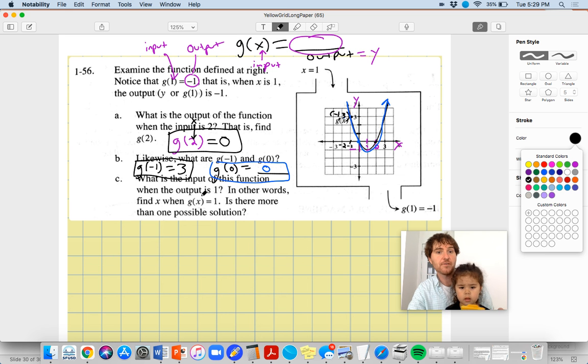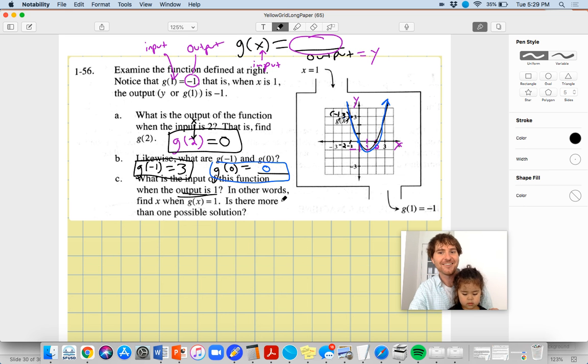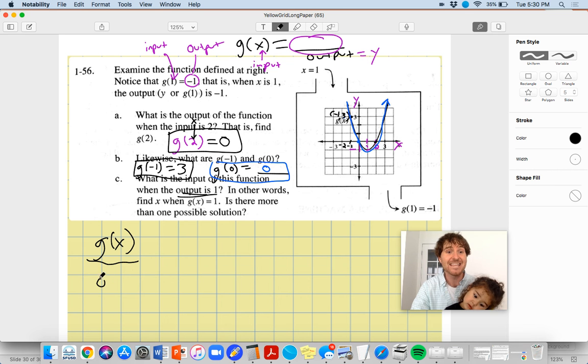What is the input of this function when the output is 1? Okay, output is 1. So now we're looking for what? Output is what variable again? The y variable. In other words, find x when g of x equals 1. Remember, g of x taken as a whole means output.